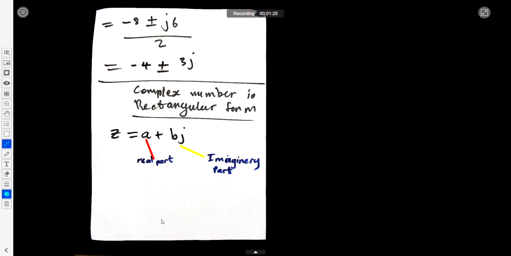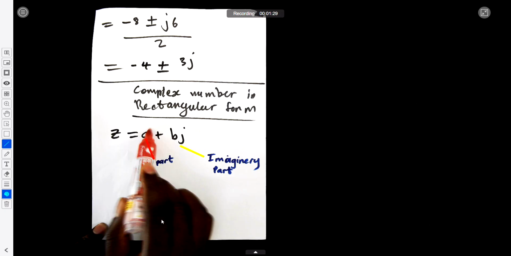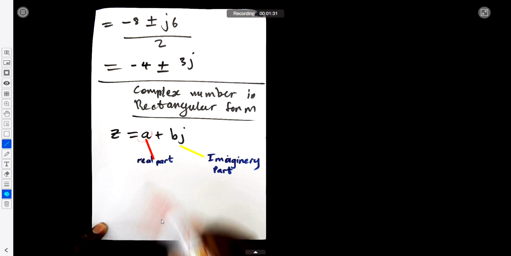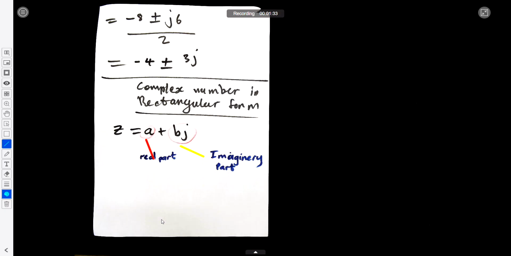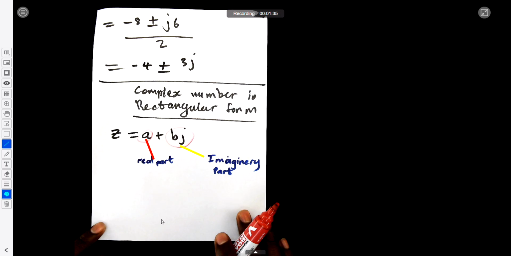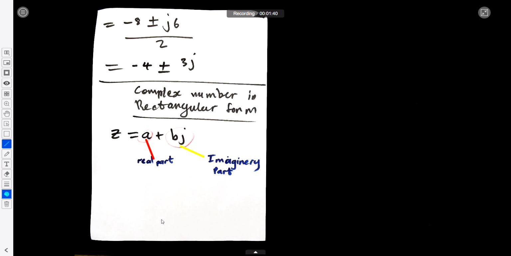We say it's an imaginary part because here, a will be a real value, and this one consists of j, which is a non-real number. So in here we have a real part and an imaginary part, and we will understand it that way.